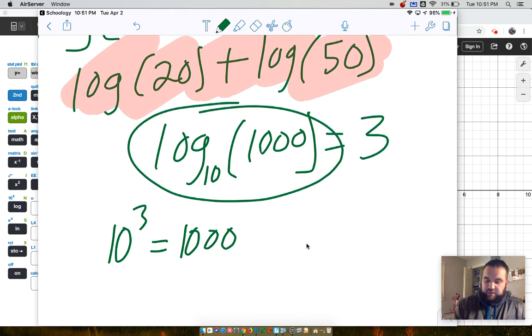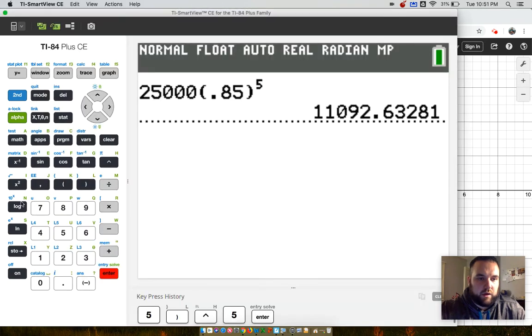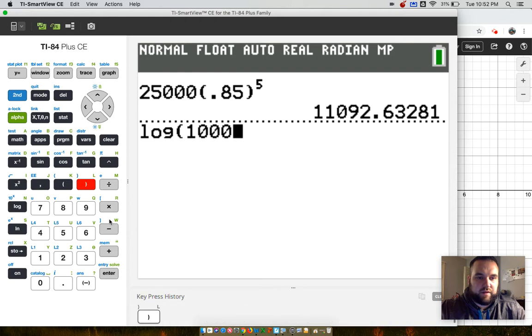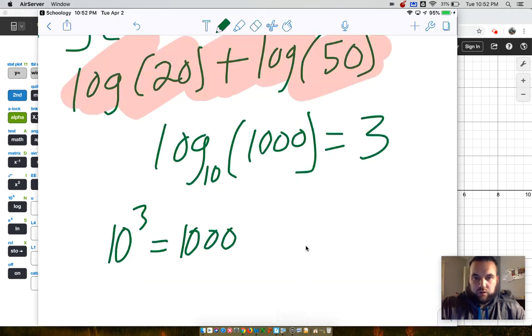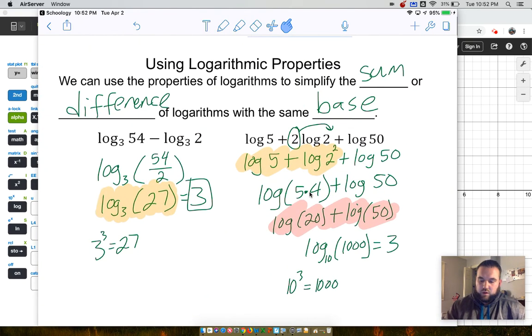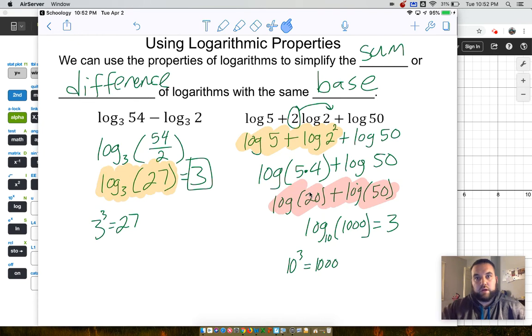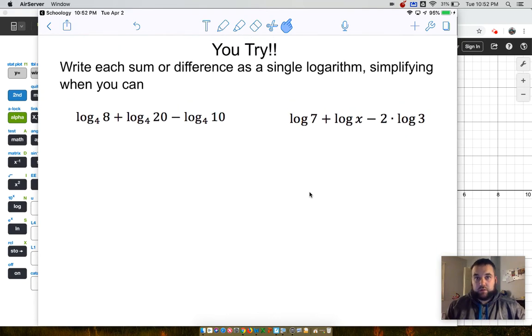And this is actually something you could plug into the calculator. Okay, just to show you again on the calculator, the log button's on the left side there. If I type in log of 1,000, I should just get 3. Okay, so if it's addition or subtraction, we can combine logarithms together using those 3 properties. Go ahead and give these 2 a shot. Okay, simplify what you can, and we'll go from there.